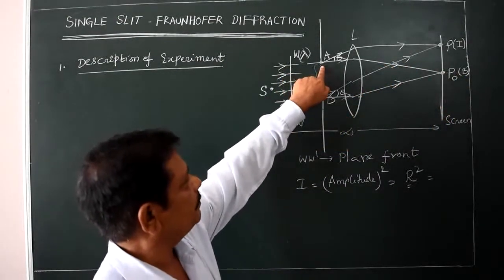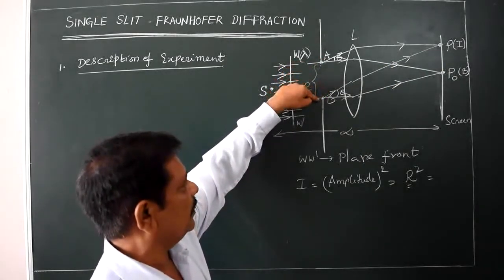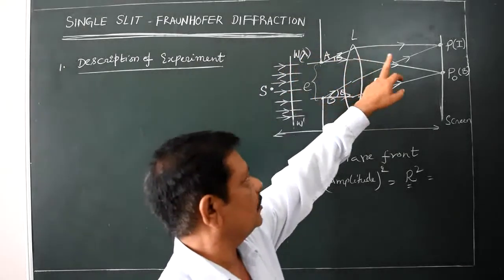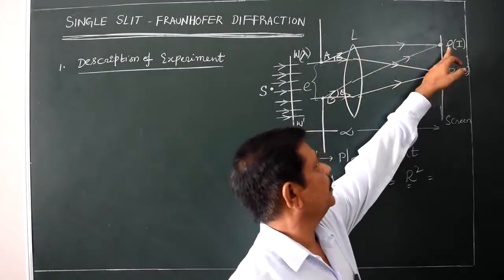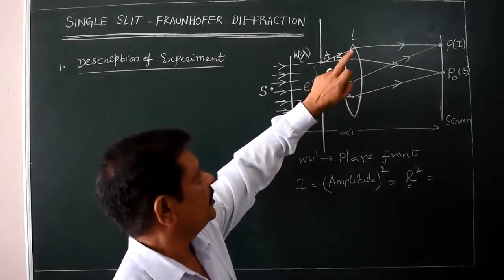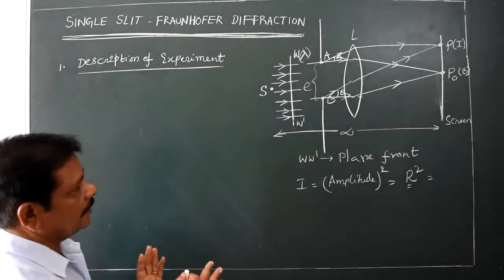Now, the light which is bent at the edges of an obstacle, A and B being the edges of the obstacle, is focused on the screen at the point P with an angle of bending theta. This theta is also called the diffraction angle. Now, this is the description.